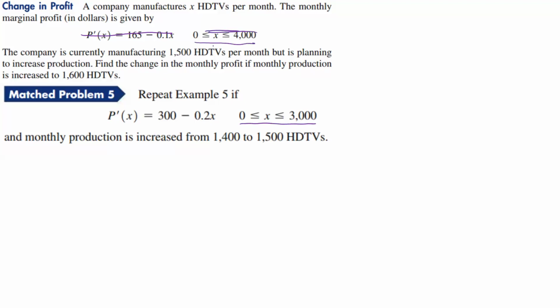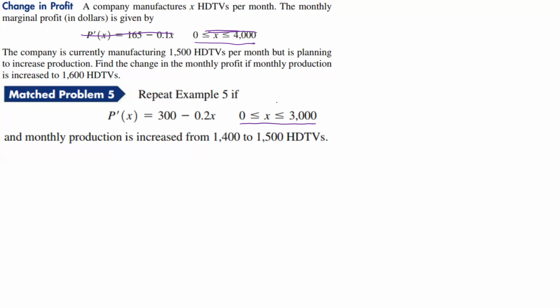So that's out too. But we're manufacturing X number of HD TVs per month, and the monthly marginal profit here is this. What we want to do is figure out, we're currently making 1,400 of the TVs, and we're planning to increase production to 1,500 TVs, and we want to know the change in the monthly profit, okay?